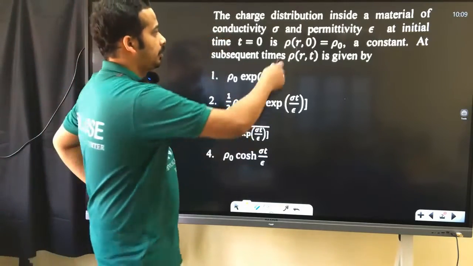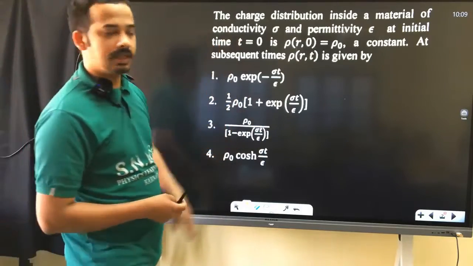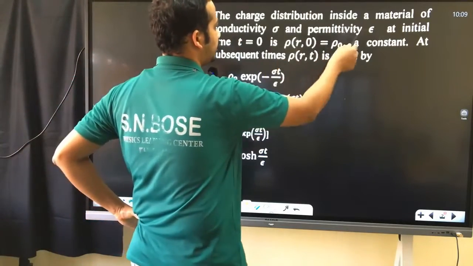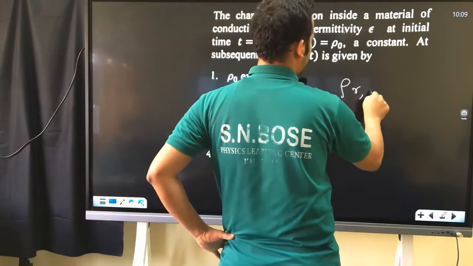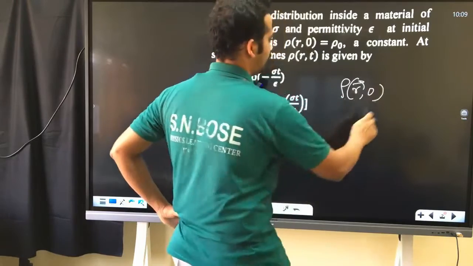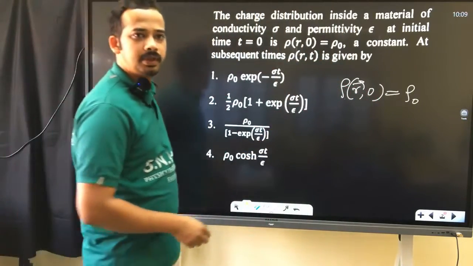Permittivity epsilon. I mean, it need not be a conductor, it's an Ohmic material. Conductivity sigma, permittivity epsilon, at initial time equal to rho of r comma 0, isn't it? That's equal to rho naught. Okay, at subsequent time.